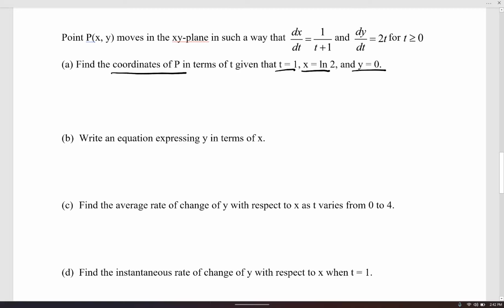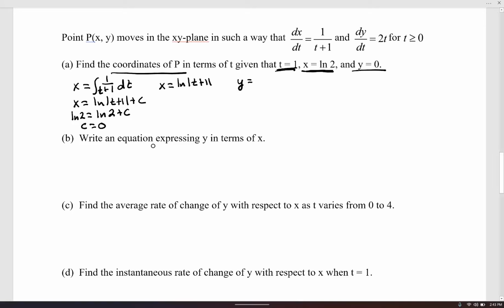Well, we know the derivative. So the x-coordinate, the position, is the integral of 1 over t plus 1 dt. So x is the natural log of the absolute value of t plus 1, plus c. But they tell us that when t is 1, x is the natural log of 2. So natural log of 2 is equal to the natural log of 1 plus 1, which is 2, plus c. So c is equal to 0. So the x-coordinate is the natural log of the absolute value of t plus 1.